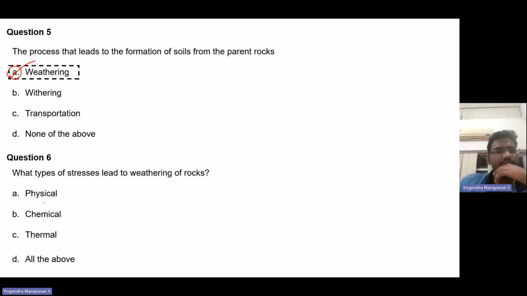So, as we know, physical weathering, we have seen the classifications, and chemical weathering also we have seen the classifications, and thermal, which is in turn associated with physical. These are the various stresses leading to weathering of rocks. Hence, the option is all the above.